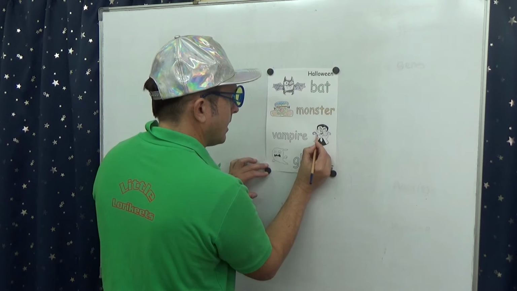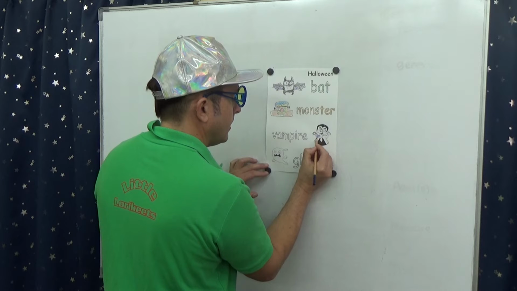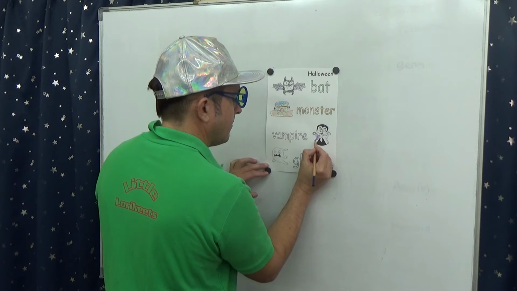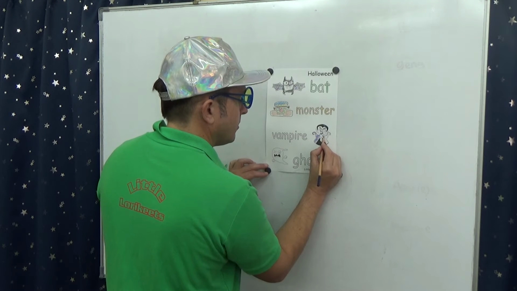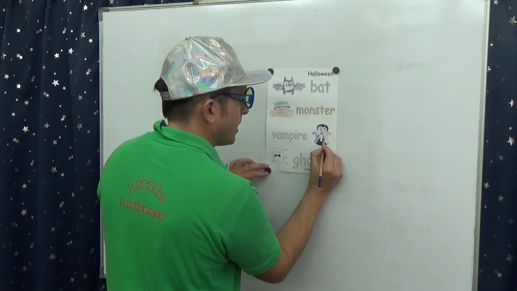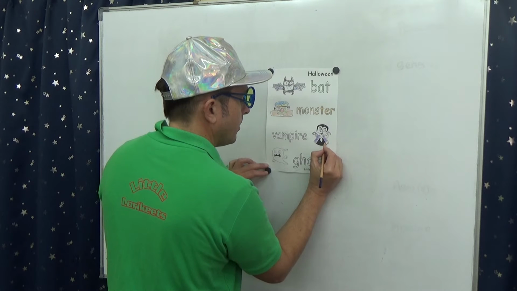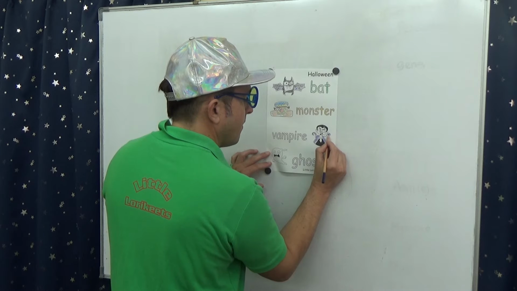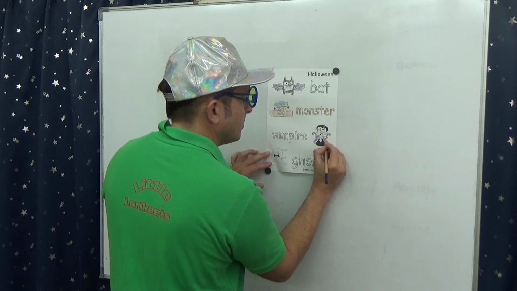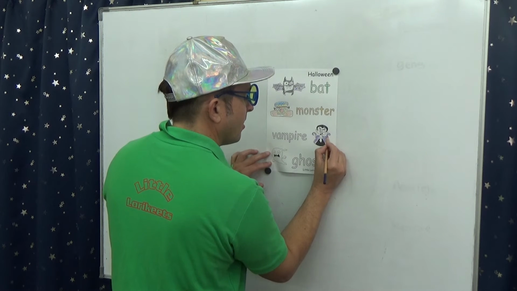Color, color, color. Oh, stay in the lines, little Lory. I wonder if it's zoomed in. No, can't see what I'm doing, so it's okay. Okay, let's color in the cape purple. So yeah, vampires wear capes. If they don't wear capes, they're not vampires, right?